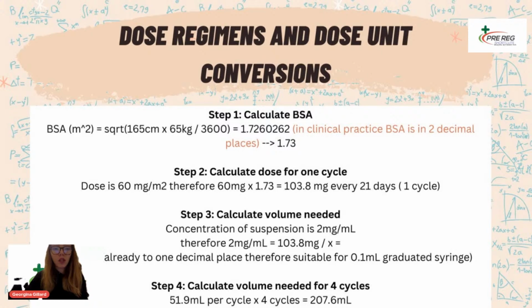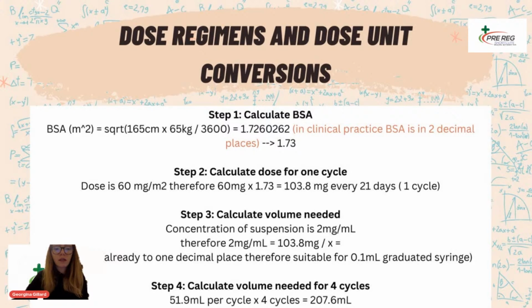We are told that the dose is going to be 60 milligram per meter squared. Okay, so we're going to do 60 milligrams, multiply that by the body surface area, and that's going to give us the total dose for 1 cycle to be 103.8 milligrams every 21 days. So therefore, 1 cycle. We want to calculate essentially what volume is going to be needed.